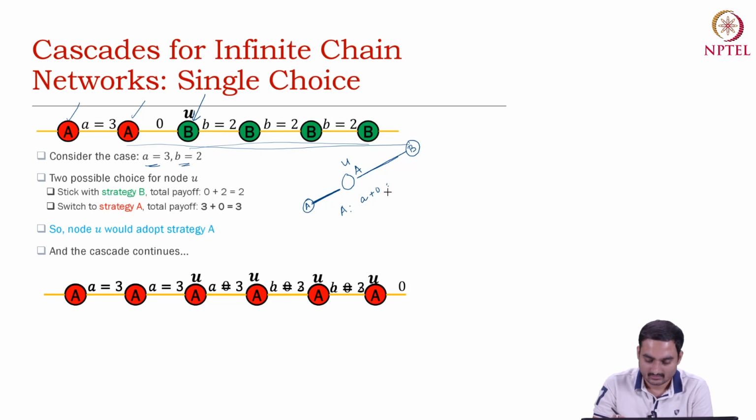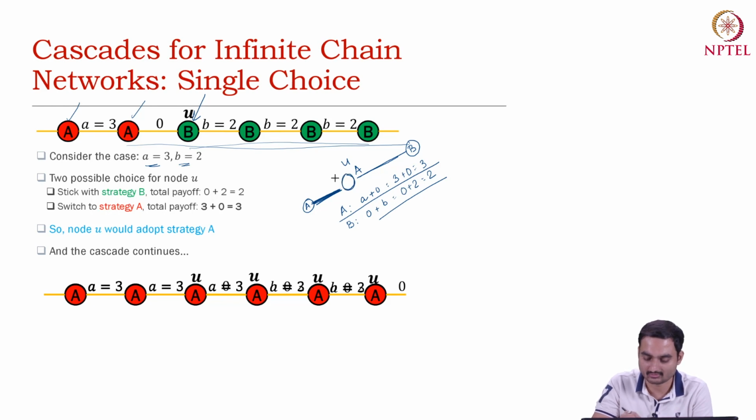So 3 plus 0 equals 3. If U adopts B, then for these interactions this would be 0, and for the other one, this would be B. So 0 plus 2, it would be 2. Okay, so this is maximum. This is higher than this one.